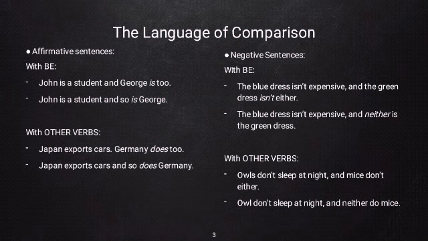The second one is negative sentences. With B, the negative sentences are: the blue dress isn't expensive and the green dress isn't either. The blue dress isn't expensive and neither is the green dress. With other verbs, owls don't sleep at night and mice don't either. Owls don't sleep at night and neither do mice.